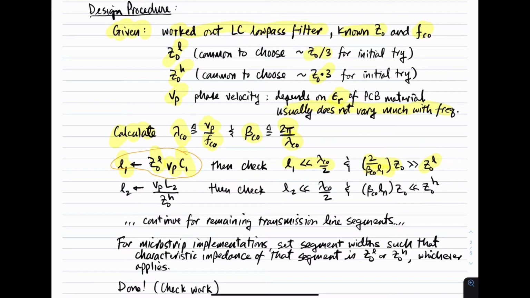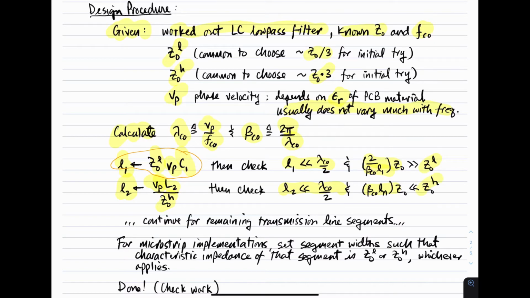For the second segment, that's going to be simulating an inductor. And so the length will be given by this expression, phase velocity times the inductance of that second inductor divided by Z naught H. And again, you want to check and make sure that length meets the requirements, specifically that L2 is much, much less than the wavelength of the cutoff frequency divided by 2, and also that beta cutoff, the line length times Z naught, is much, much less than Z naught H.